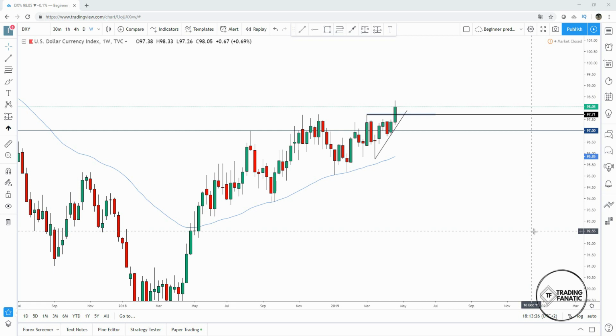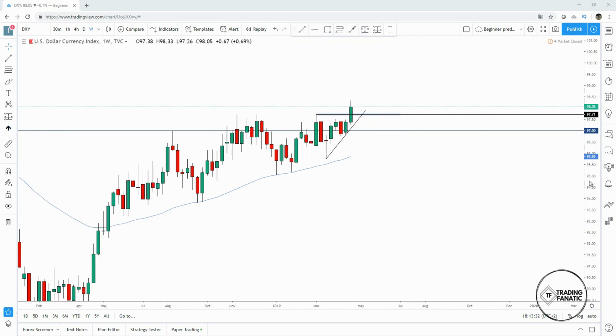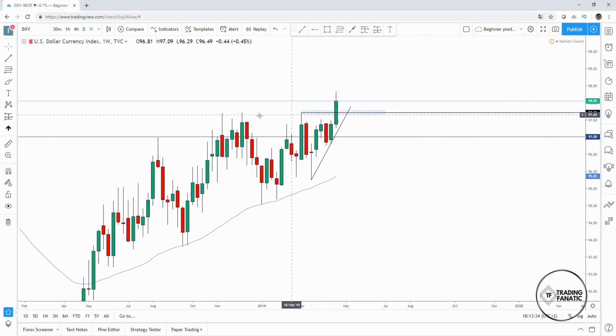So let's have a look at the dollar index. We see that the momentum is up. We have this last candle breaking that very strong resistance level of 97.70 and closing above very strongly.